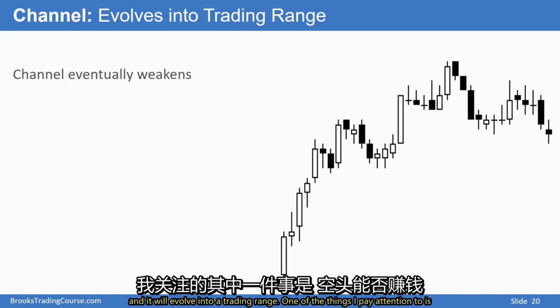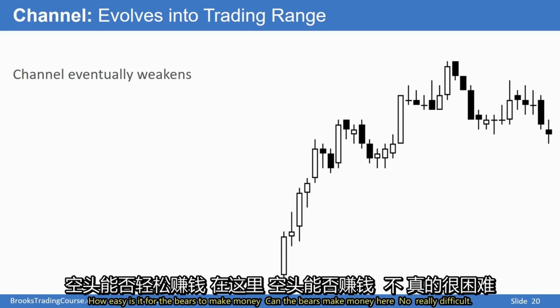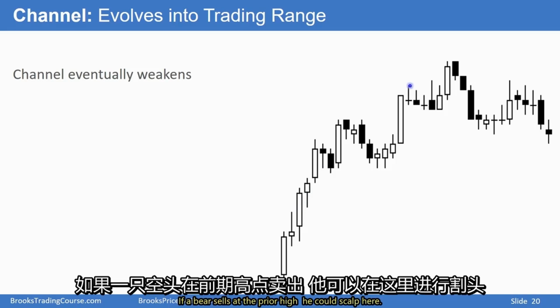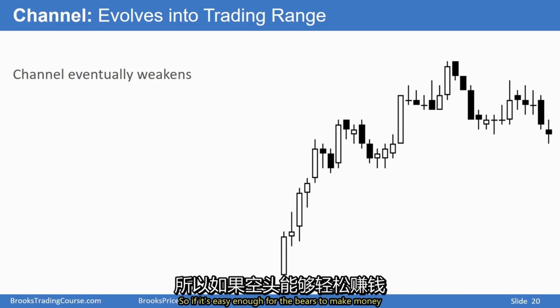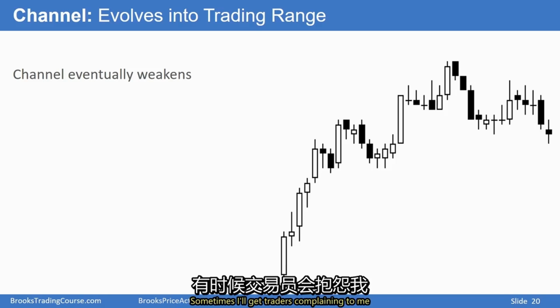One of the things I pay attention to is, can the bears make money? That's really important. How easy is it for the bears to make money? Can the bears make money here? No, really difficult. Here, really difficult. But look right here. If a bear sells at the prior high, he could scalp here. If he sells at this high, he could scalp here. So if it's easy enough for the bears to make money, the more likely the channel is beginning to transition into a trading range. So it's really important.